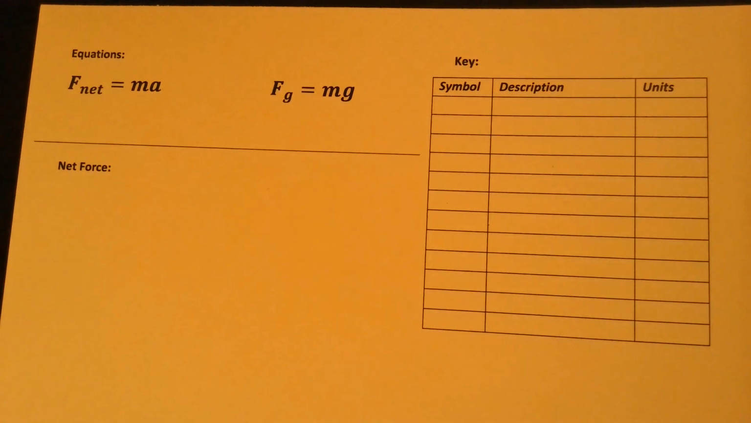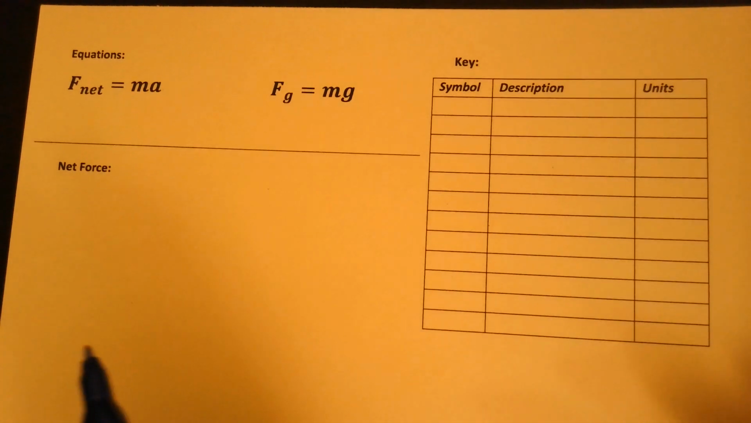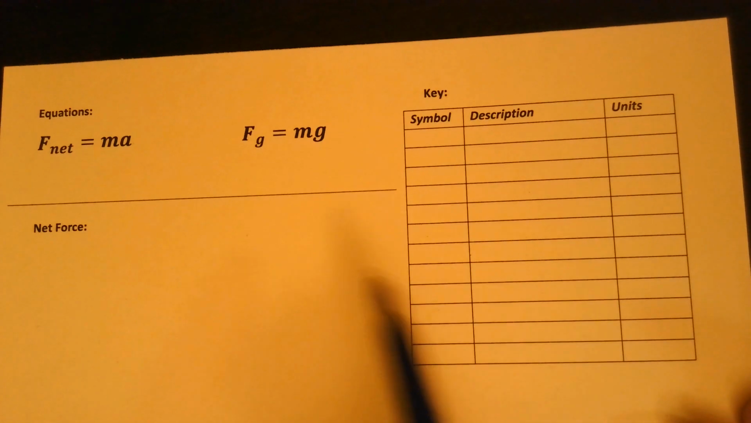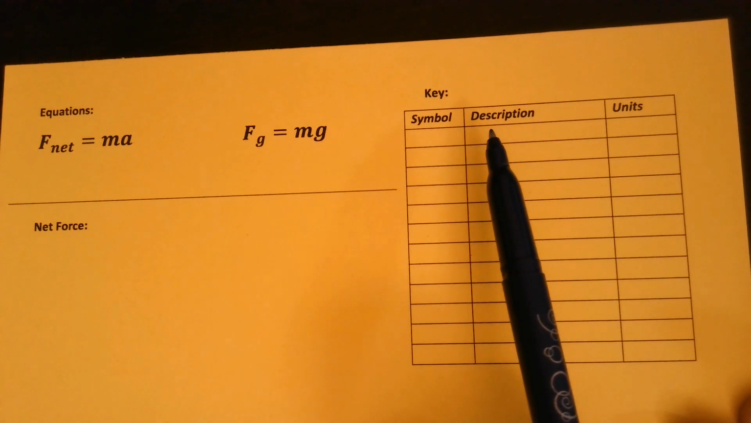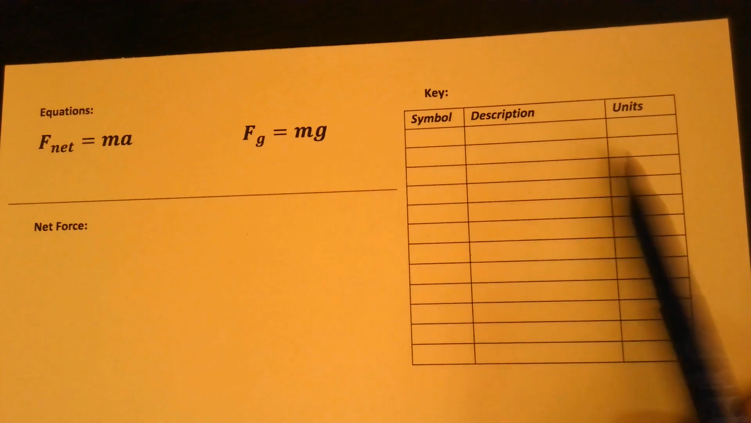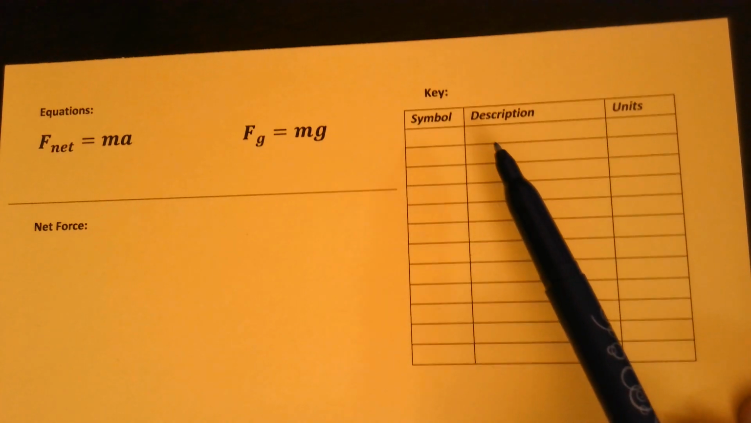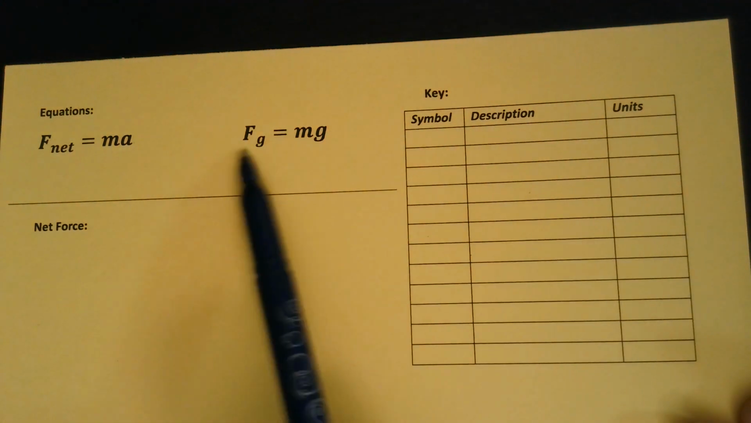This is the last thing we're going to add on to our note card. And on this note card, I'm just going to do a few reminders of what is FNet, mass, and acceleration, and FG and G. You want to fill out this card exactly like I'm doing this so you have a reference, including the description and the units for each of these symbols.